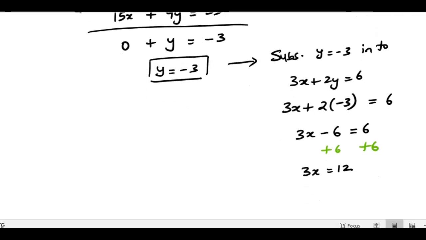One final step in this question, dividing both sides by 3, giving us the answer for x is equal to 4. So x is equal to 4 and y equals minus 3 is the solution for this pair of simultaneous linear equations.